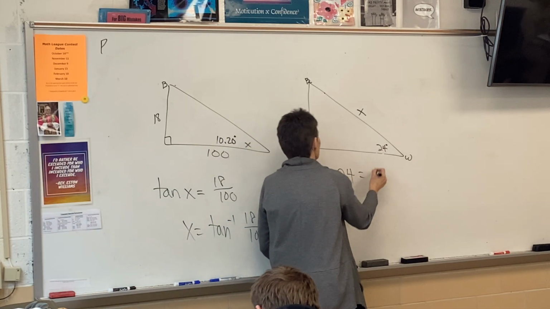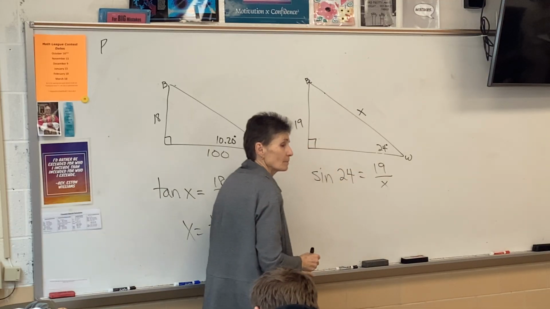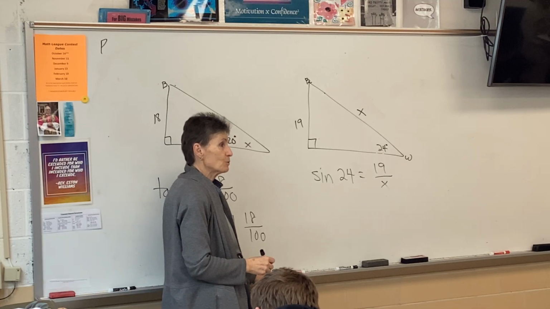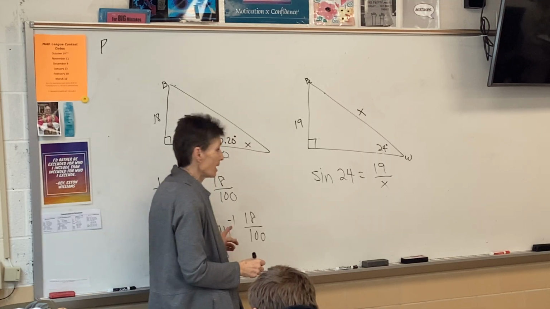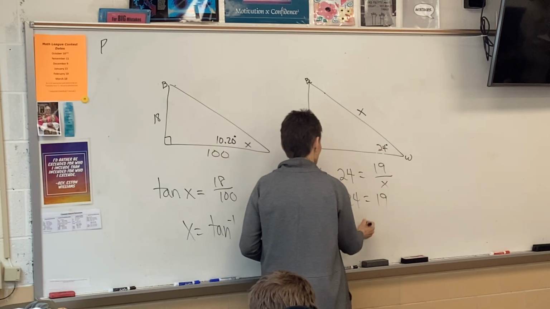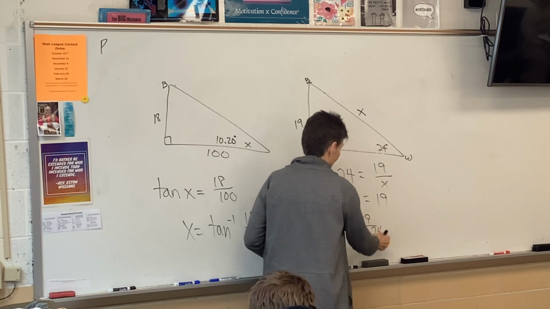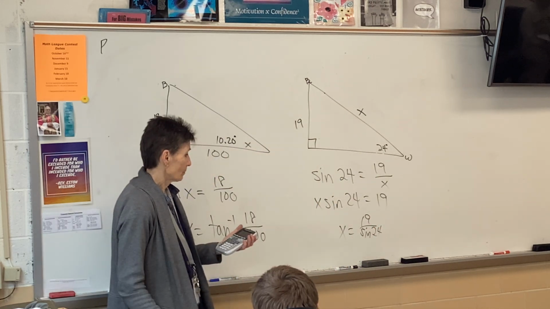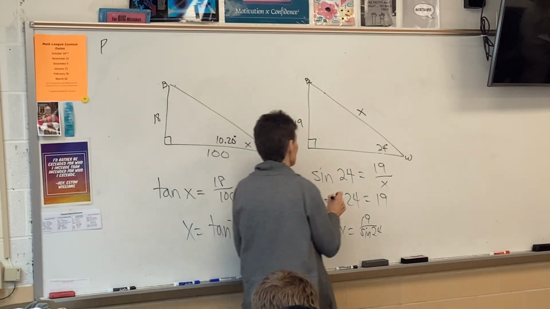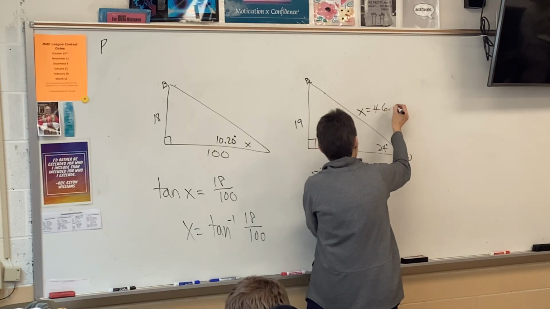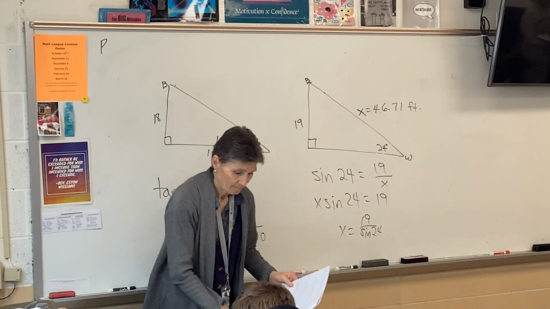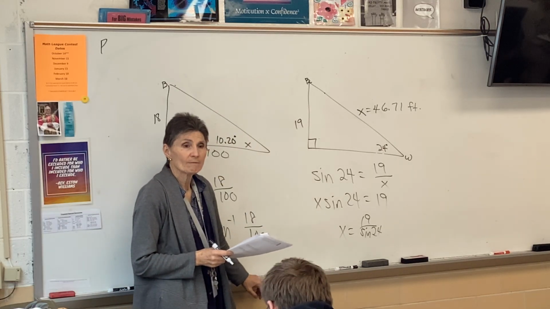Sine 24 equals 19 over x. Now, don't use these buttons, right? Not this time. I'm going to multiply by x and divide. 19 divided by sine 24, that is a degree, so make sure you're in degrees. You want 46.71 feet. That sound okay to everybody?